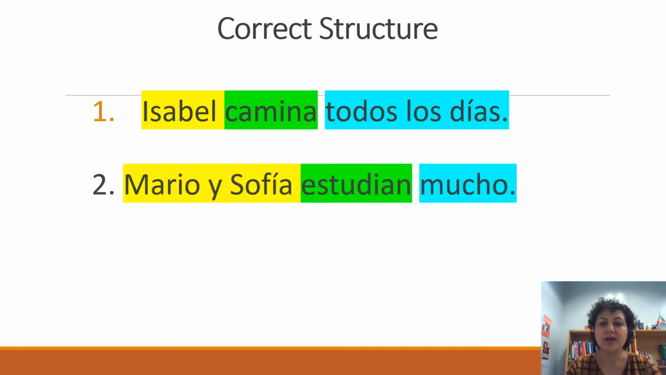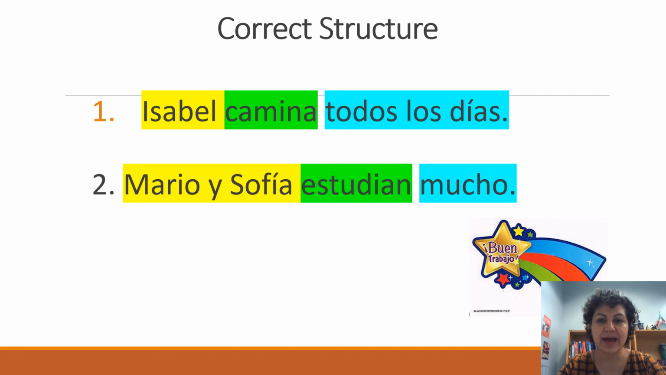Number 2, Mario y Sofía estudian. I cannot say camina because camina is written in the third person singular. Mario y Sofía, it is the plural, they. And if you have these as your sentences, you have done a great job.